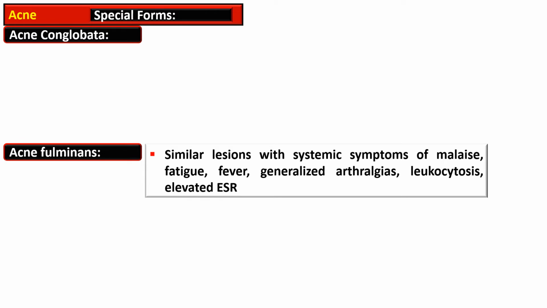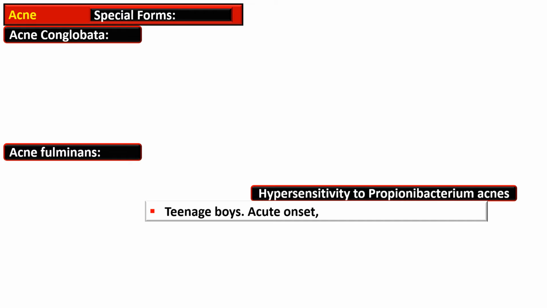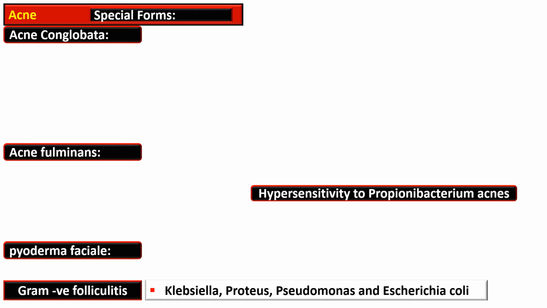Acne fulminans is a similar lesion of acne with systemic symptoms of malaise, fatigue, fever, generalized arthralgia, leukocytosis, and elevated ESR, and it is thought that this is due to hypersensitivity to Propionibacterium acnes. This affects teenage boys and is of acute onset. Pyoderma faciale is also a similar lesion, and there are erythematous and necrotic lesions also, and this pyoderma faciale occurs mainly in adult women. Gram-negative folliculitis usually is due to Klebsiella, Proteus, Pseudomonas, and Escherichia coli.